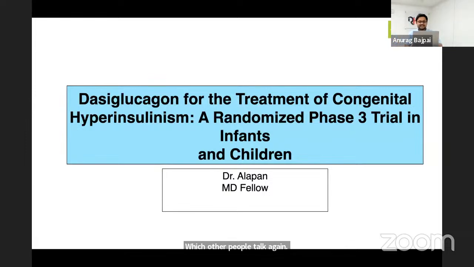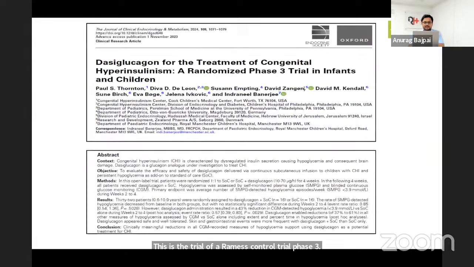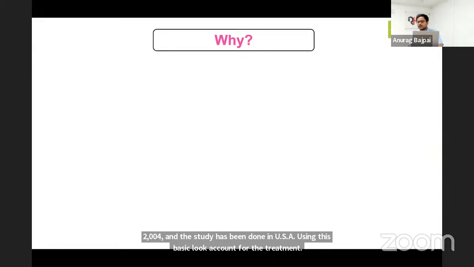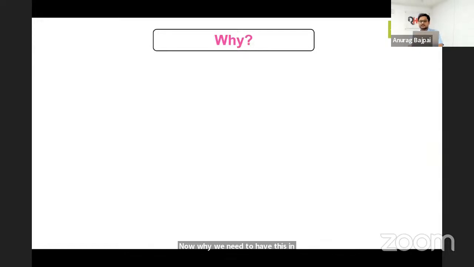Thank you, sir. So this is a randomized controlled phase 3 trial using dasiglucagon for the treatment of congenital hyperinsulinism in children. This paper was published in JCEM in 2024, and the study was done in the USA using dasiglucagon for the treatment. Now, why do we need a new agent, one that is not used till now, in the treatment of congenital hyperinsulinism?